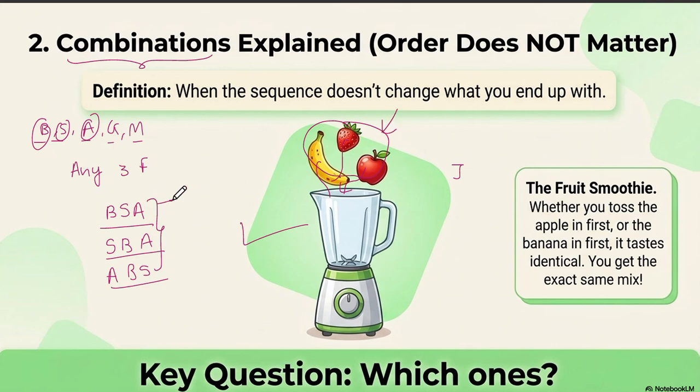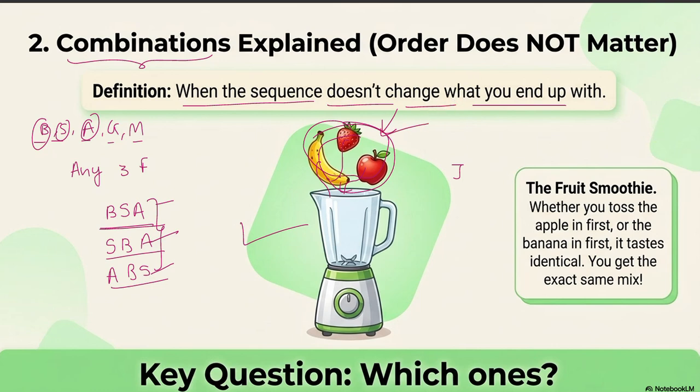If you take BSA, SBA, ABS, in all three cases all three fruits are mixed up. So in the end, the result will be the same. There is no change in the result when you change the sequence. So that is the combination: when the sequence doesn't change our result, that is nothing but our combination.